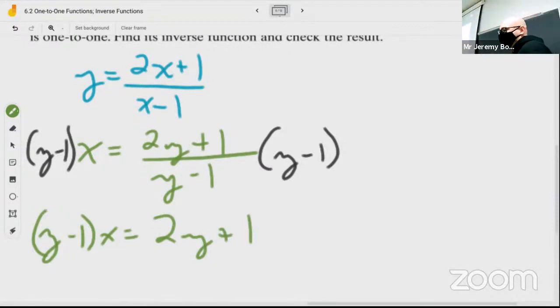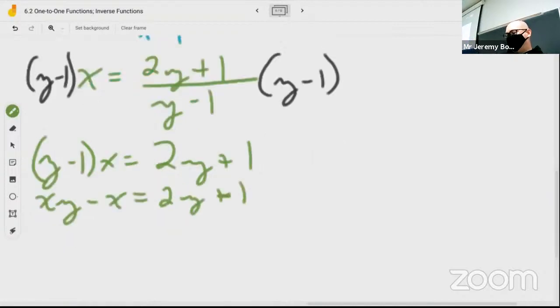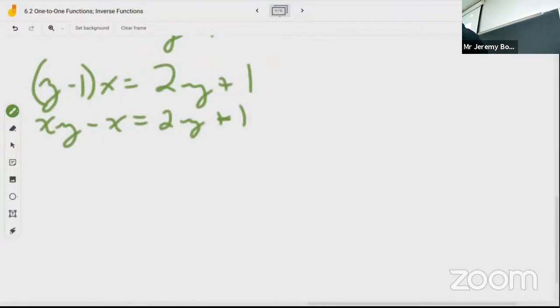What do you think we're going to do from there? And we want to solve for y. That means we want to get everything with a y on one side, everything without a y on the other side. That's our goal. Yeah, so we're going to distribute the x because this has a y, but this does not. So I want to be able to move this and this separately. We're going to end up with xy minus x equal to 2y plus 1. And a lot of people don't think of doing that.